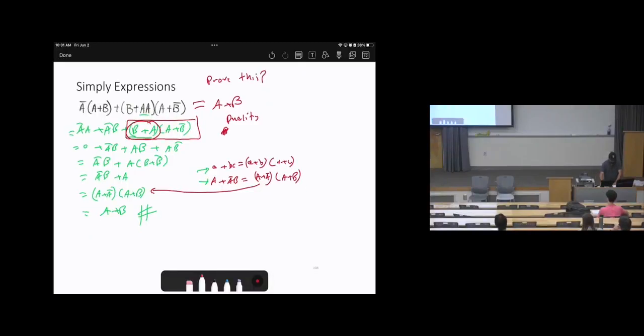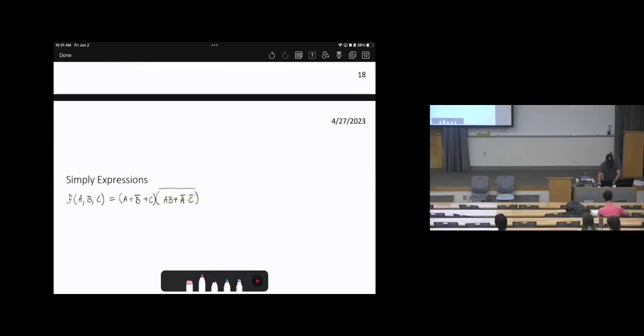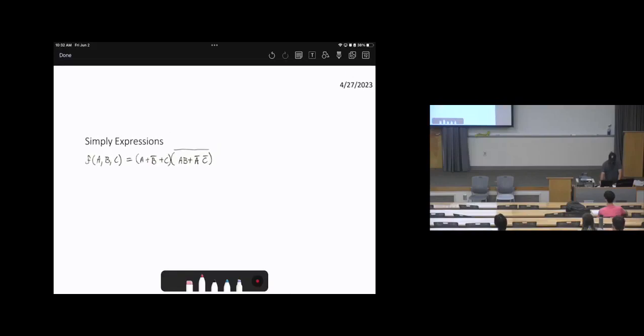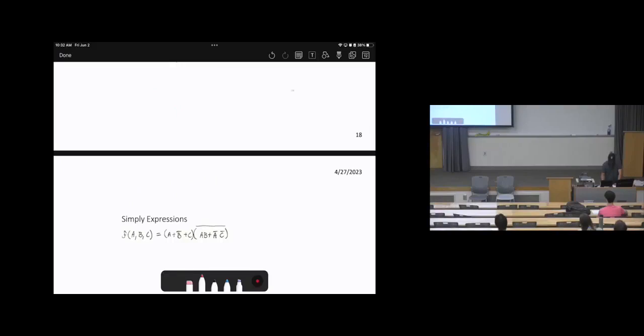Okay. Now, let me go to simplify this expression. A plus B bar plus C, AB plus A bar plus C bar. Now, there's something you need to know when you apply the bars. Let me explain it to you, then we will apply it here.